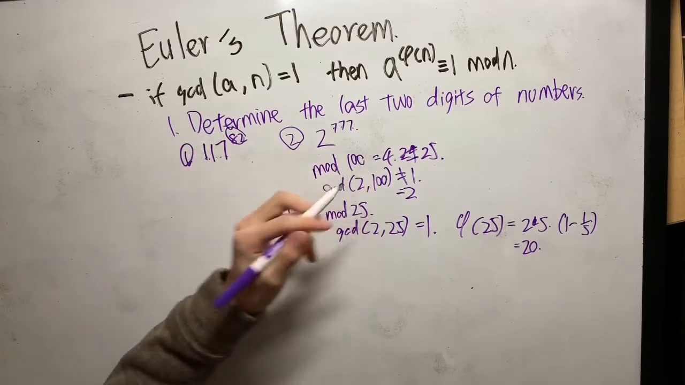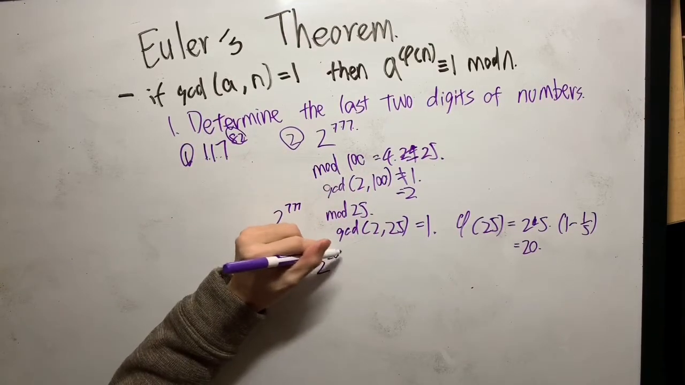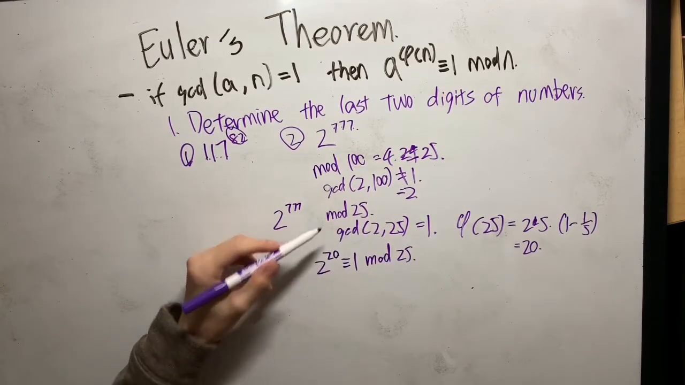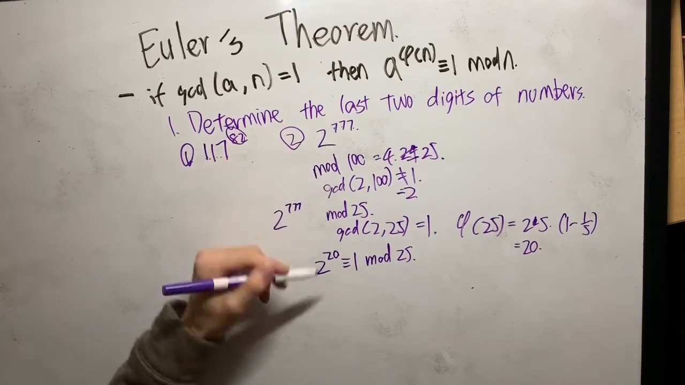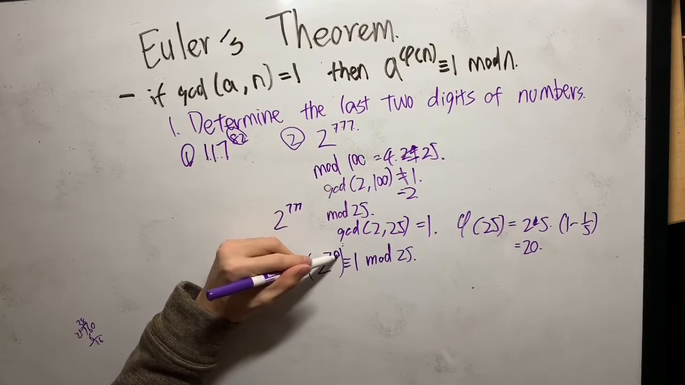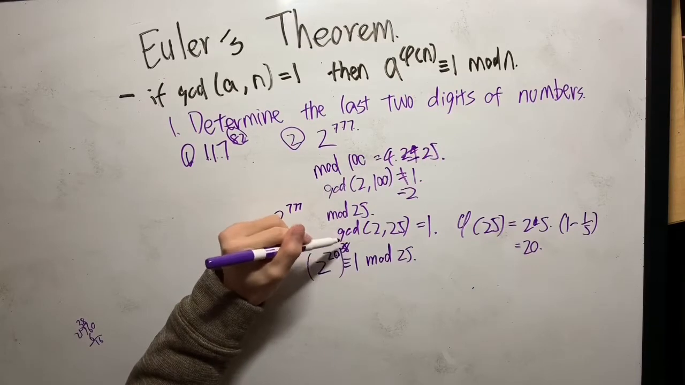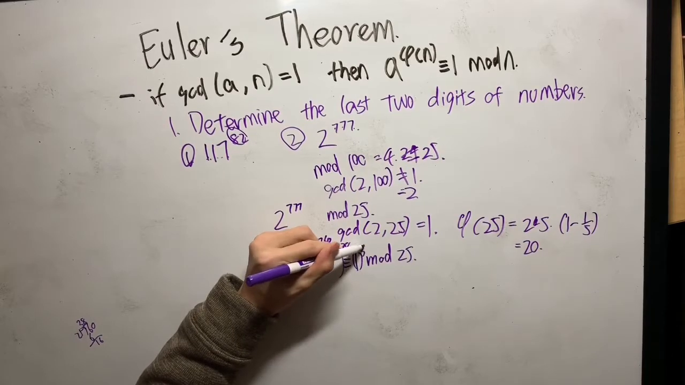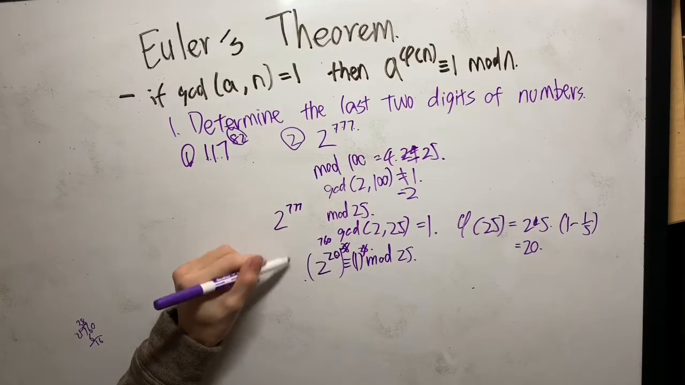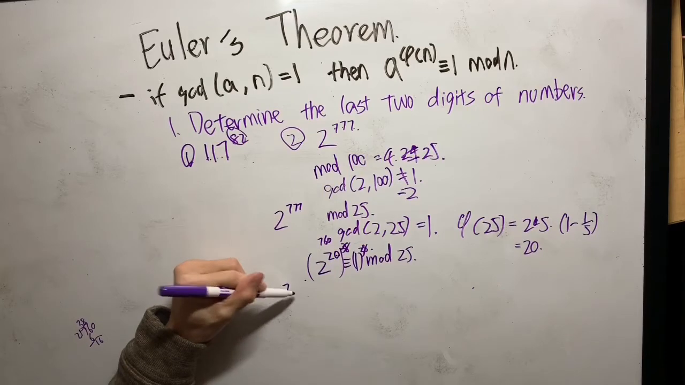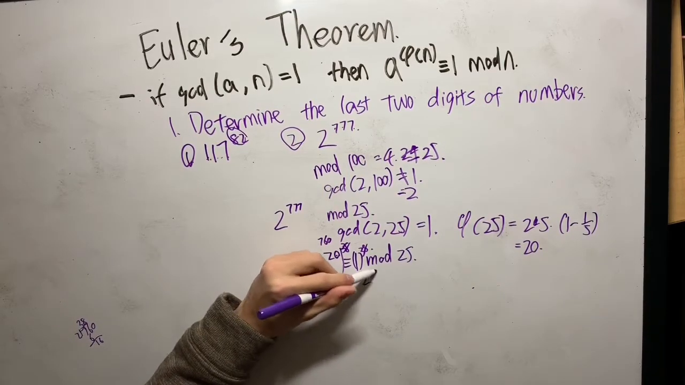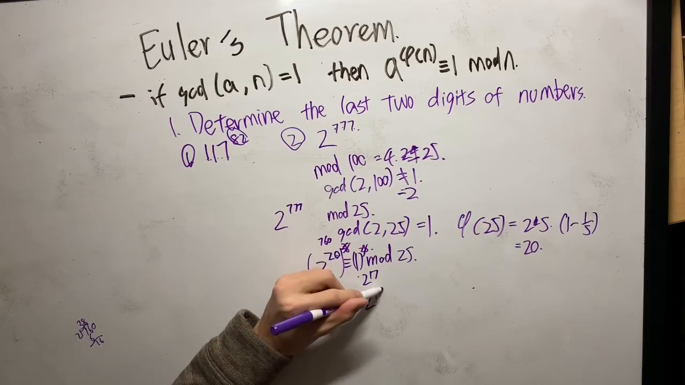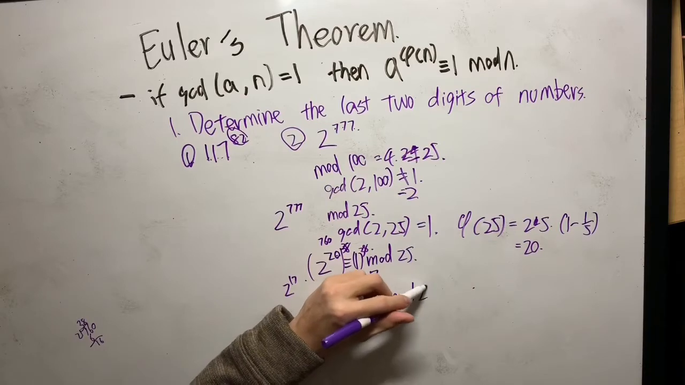Thus, from the Euler theorem, we know that 2^20 is congruent to 1 mod 25. And 2^777 is equal to 2^(20^38) times 2^17, where 20 times 38 is 760. We multiply 2^17 on both sides. Thus, 2^777 is congruent to 2^17 mod 25.